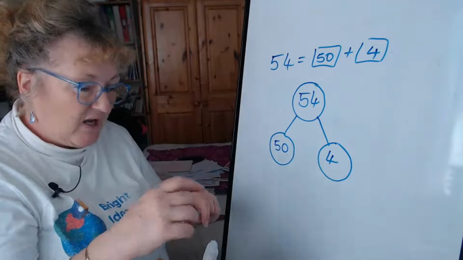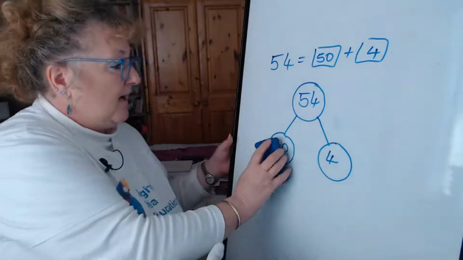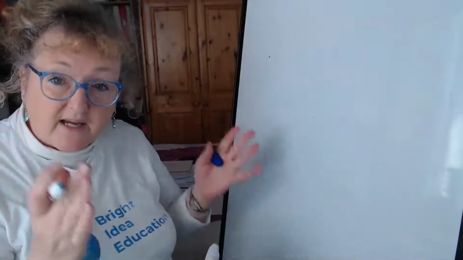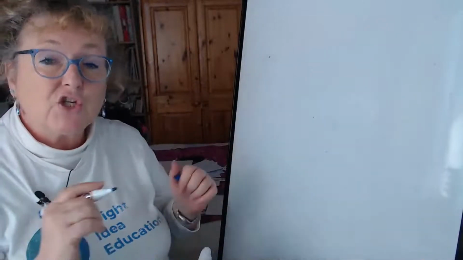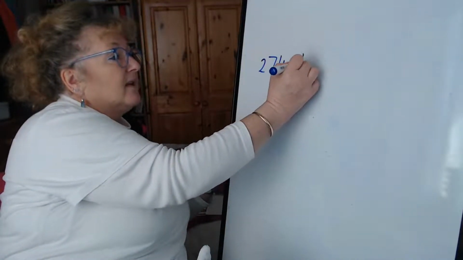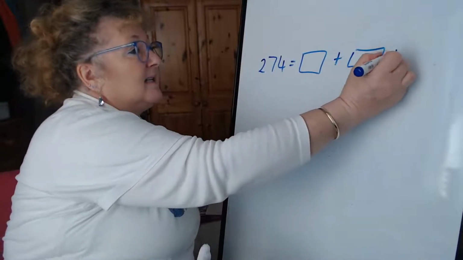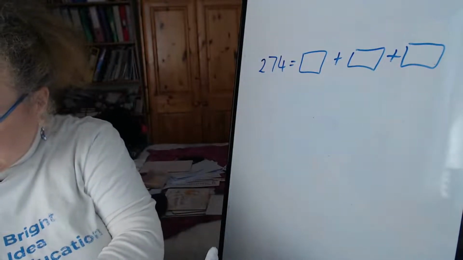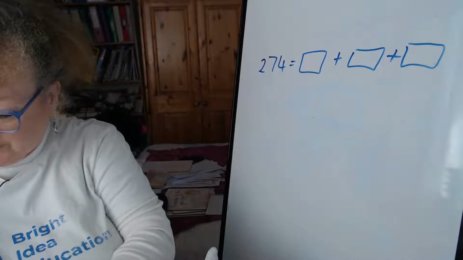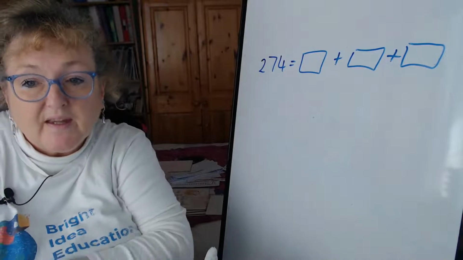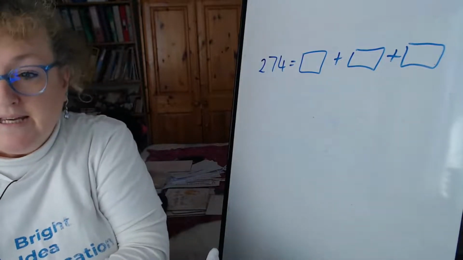And the missing number here is 50. Okay, so let's go up to hundreds. So again, can you expand this number into hundreds, tens, and ones? Show it as an expanded equation. 274. Show me that as an expanded equation.